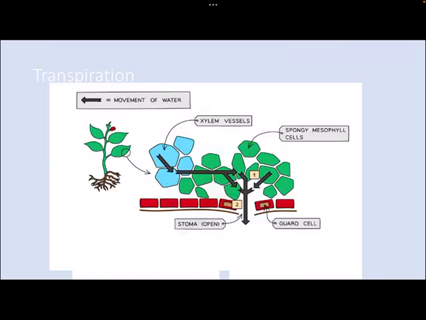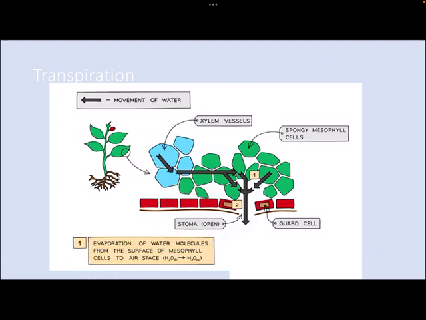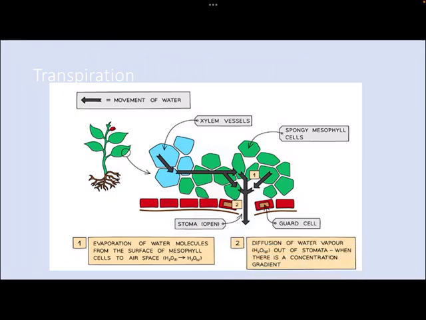So transpiration is a movement of water. So this is part of the leaf. This is showing us the spongy mesophyll cells, so the lower part of the leaf, the guard cells in the stomata. So when you're describing how water is lost by transpiration, the water moves from the xylem into the spongy mesophyll cells. It then evaporates from the surface of the mesophyll cells and moves into the intercellular air spaces in the spongy layer. And then it will diffuse out of the stomata when there is a concentration gradient.